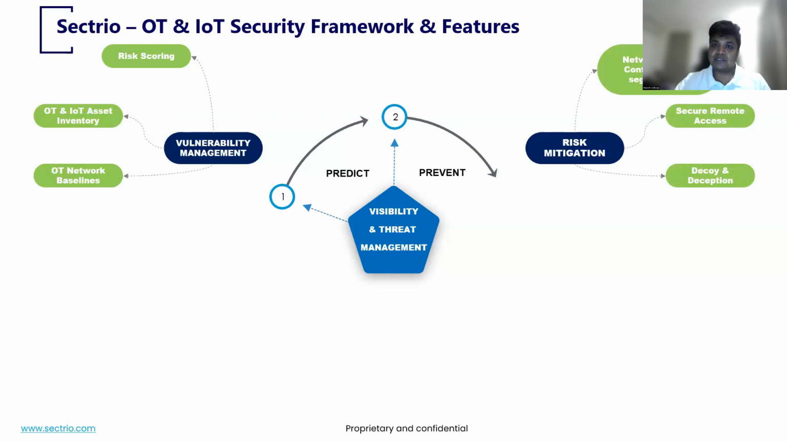We have a module which we integrate with for secure remote access. We have built our own decoy and deception solution, which is very effective in creating lures, creating breadcrumbs, creating decoys, or an entire deception mechanism to engage attackers and find out what they're doing within the network. We also call it the shadow honeypot module.